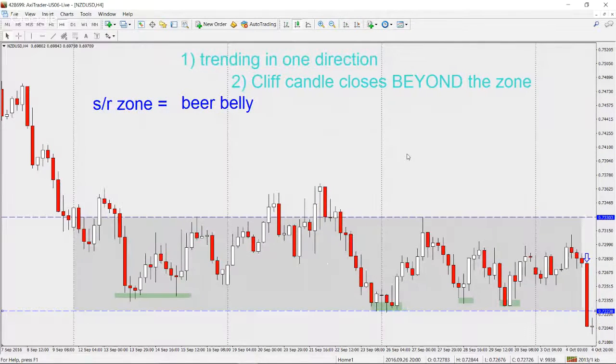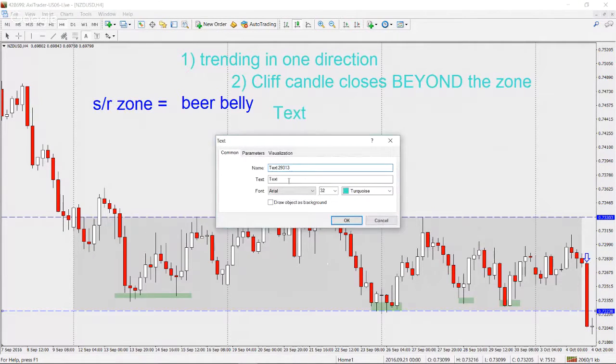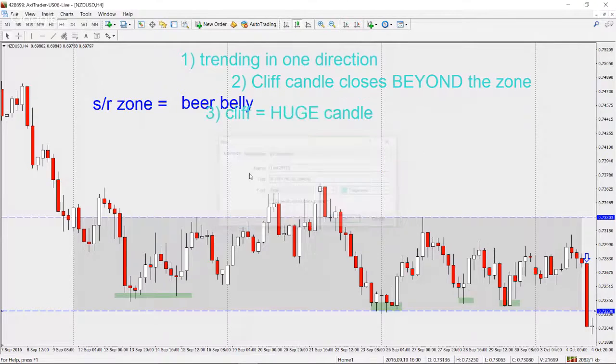So the next candle is critical now. We've got a trend going in one direction, it's been going down. Again, I would say it's consolidated too long here. This isn't ideal, so we kind of violated rule 1. But rule 2 is the cliff closes beyond the zone, and it clearly does that here. Ideally, you want to see the cliff be a giant candle. Really, ideally, the cliff equals a huge candle, the biggest candle we've seen in X number of candles. That's ideal.